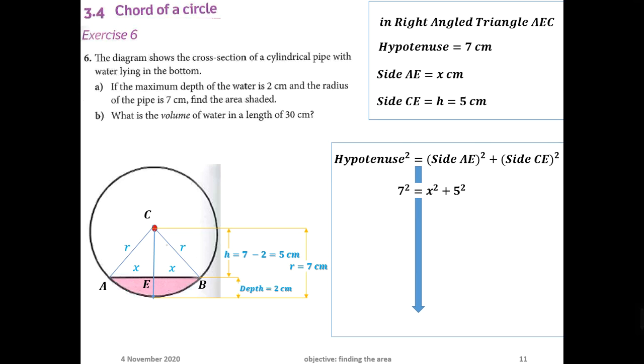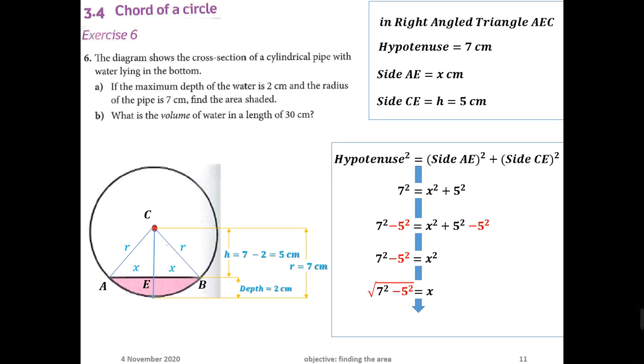Don't use the calculator yet. So we're going to subtract 5 to the power of 2 from each side because we are making X the subject. So X squared is equal to 7 squared minus 5 squared. Don't use the calculator yet. We're finding the 1x. So we're going to square root each side. So x is equal to square root of 7 squared minus 5 squared.